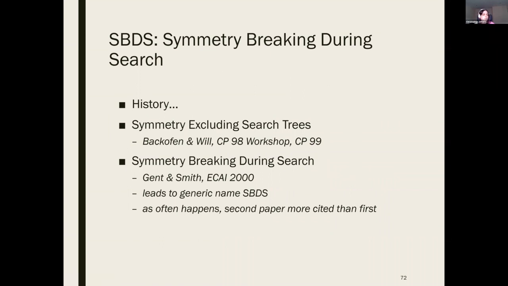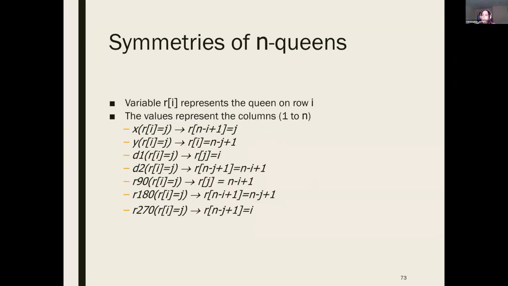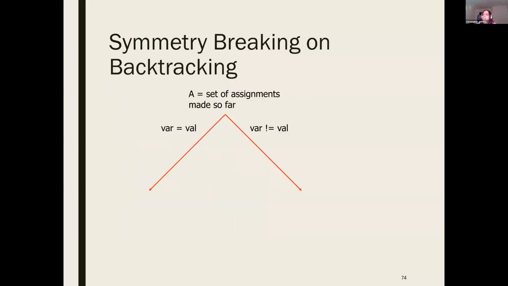There's two main ones, SPDS and SPDD, but they follow a very similar theme. They started with this idea called symmetry excluding search trees, then symmetry breaking during search. The idea is that you encode the symmetries as functions that map a partial assignment to the symmetric image of that partial assignment. So now they're not Lex constraints, they're functions that take a partial assignment and map them to different partial assignments.